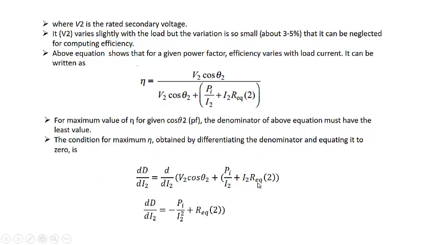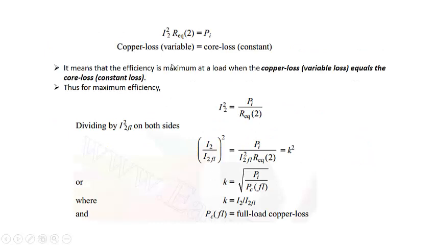So when we differentiate this equation, this is constant, this goes. Differentiation with respect to I2 will be equal to minus Pi by I2 square, because Pi is constant, plus R equivalent 2. So when we equate to 0, it comes out that I2 square R equivalent 2 is equal to Pi. That is, copper loss which is variable is equal to core loss which is constant.